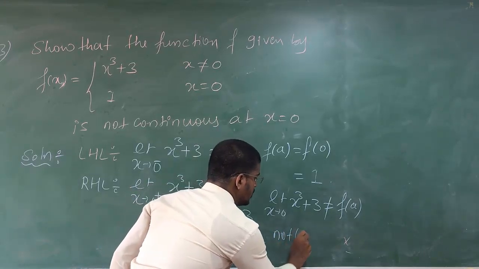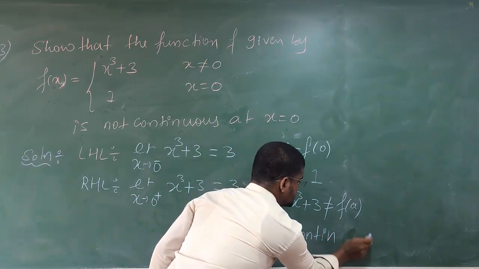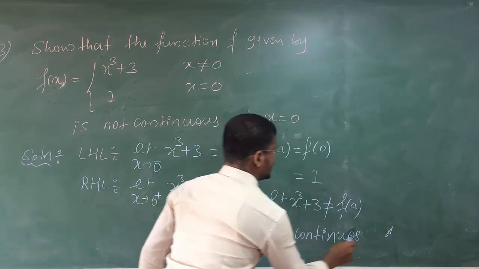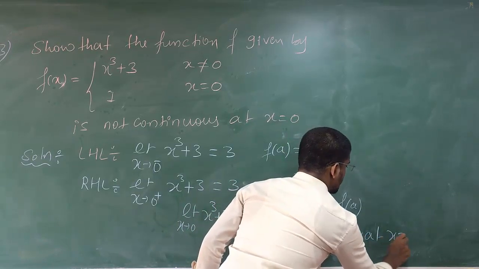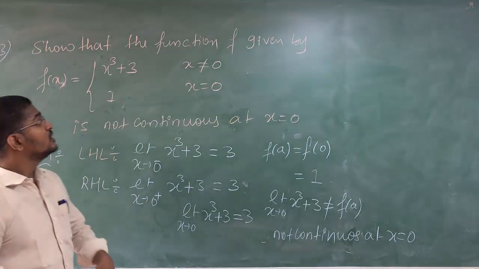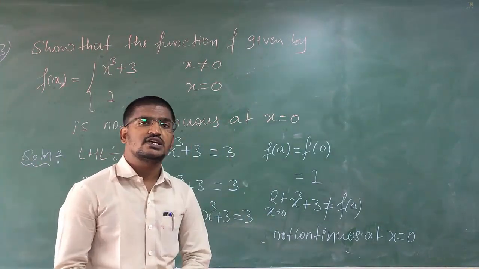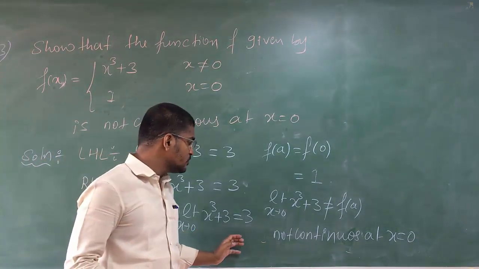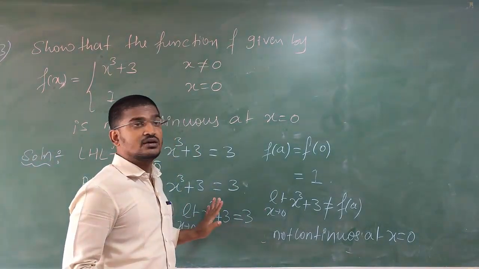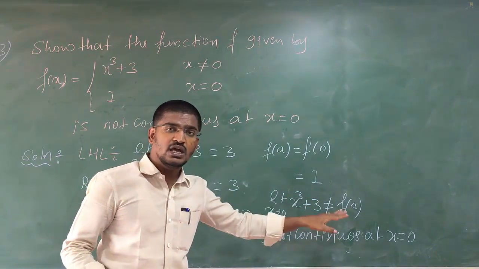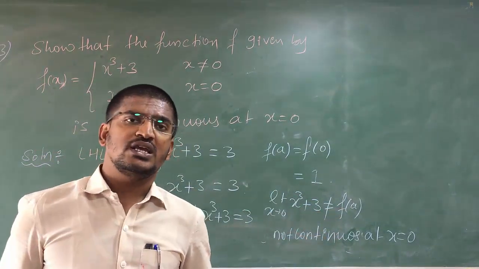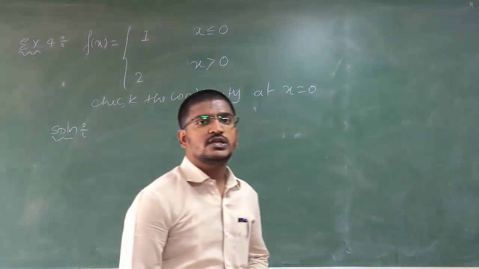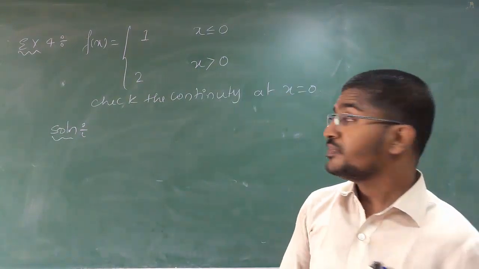Therefore, it is not continuous at x equal to 0. Clear? They have only asked us to show that it is not continuous at x equal to 0, so our work will be very easy. LHL is equal to RHL, the limit as x tends to 0 of x cube plus 3 equals 3. The limit exists, but it is not equal to f of a. Hence, it is not continuous at x equal to 0. Clear? Okay students, now let us go for the next problem.